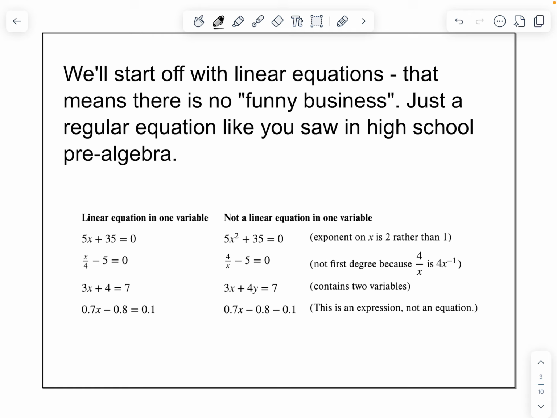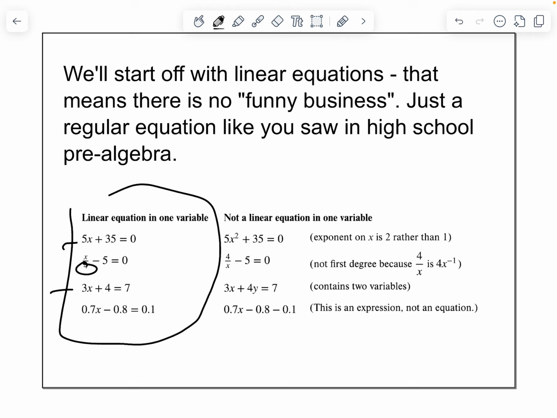Like I said, that just means that there's no funny business, like no exponents, absolute values, square roots, things like that. On the left side, we have some examples of linear equations in one variable. That's what we're talking about today. The first and the third look really familiar. The second one, they can have fractions. That's fine, as long as there's not a variable in the bottom of the fraction. Those would be called rational functions. We are going to see those this unit as well. And they are allowed to have decimals.